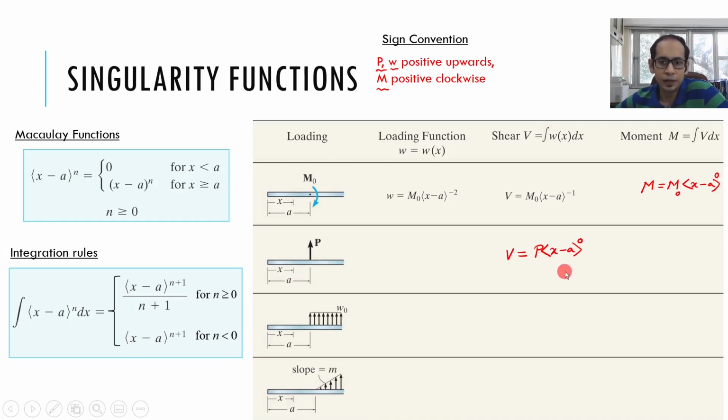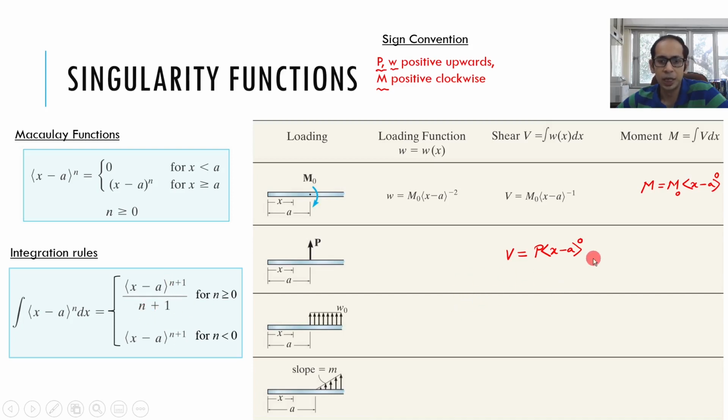Now, this gets activated at X equals A and beyond that, but before that it is equal to 0. Now, if we use this one over here, how do we get the moment? The moment is an integral of this one, so this boils down to this one over here. So it is going to be P times X minus A raised to 0 plus 1, that is equal to 1, divided by 0 plus 1, that is equal to 1.